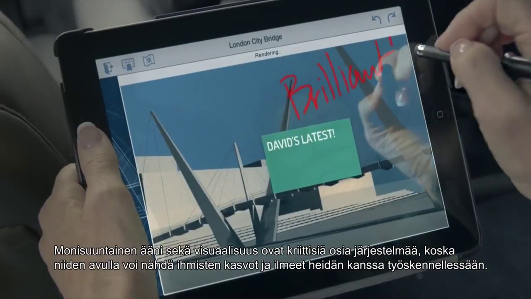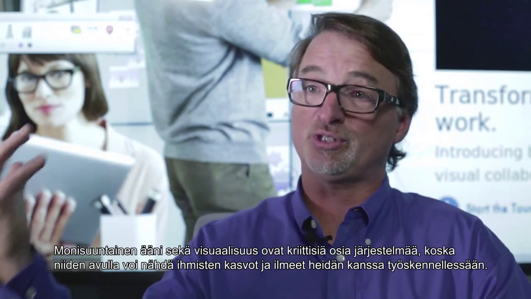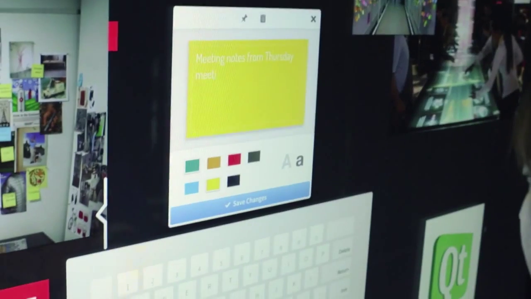Multi-directional voice as well as visual, so you can see their faces or you can see their expressions as you work with them, is a critical part of the system.